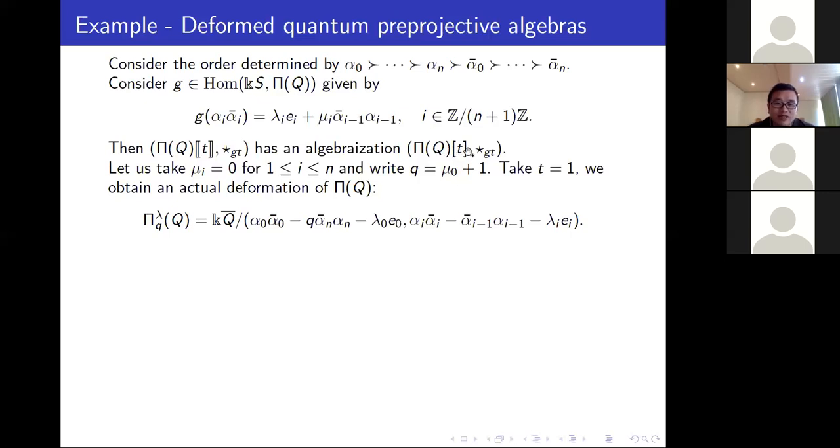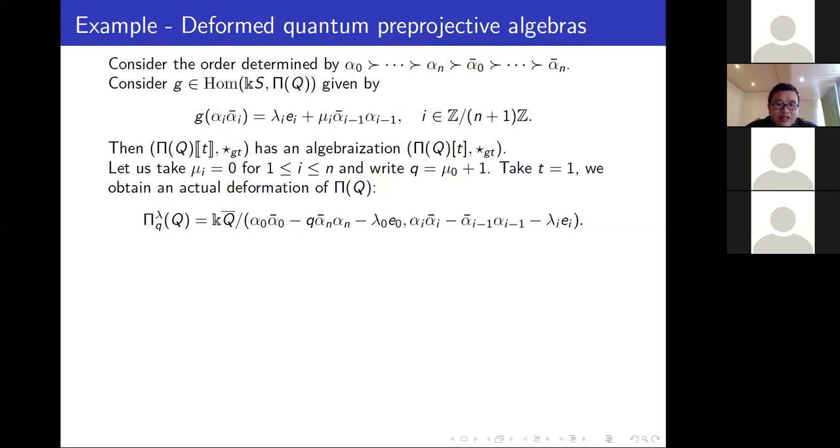And actually, if we compute the gauge, the homotopy equivalence, we can just take all the mu I to be 0 except mu 0. Then we denote mu_Q by mu 0 plus 1. And then we can take T equals 1. Then we get the actual deformation of pi^Q.